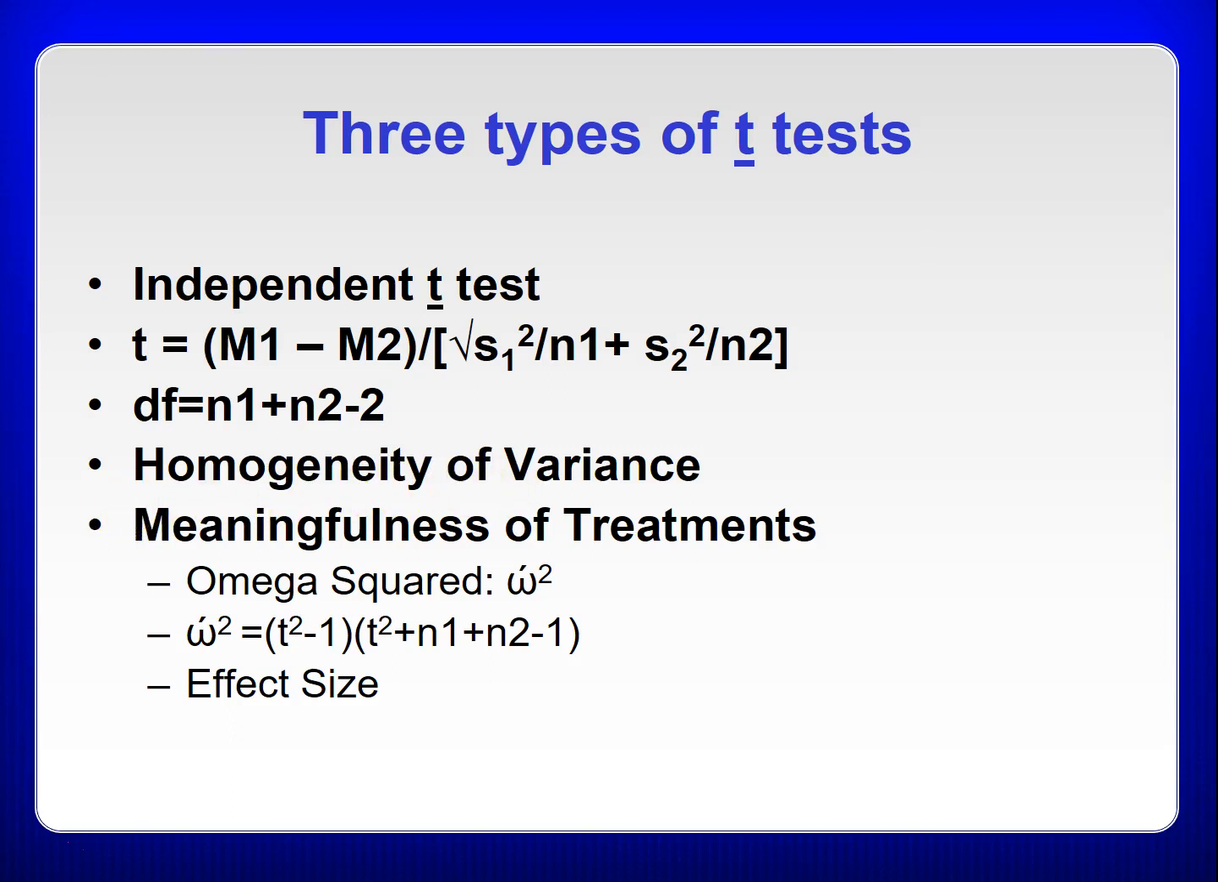Homogeneity of variance. All techniques between groups assume that the variances between the groups are equivalent. Therefore, the homogeneity assumption should be checked if group sizes are very different.